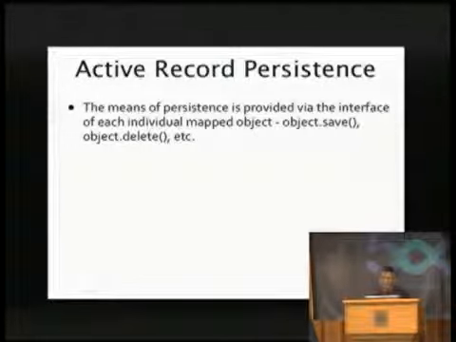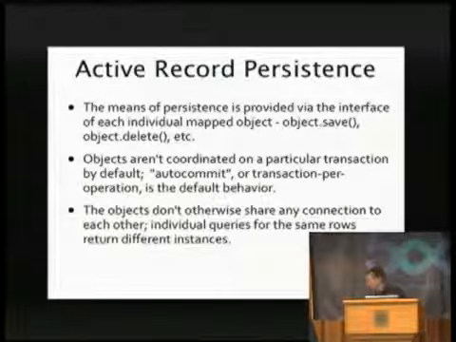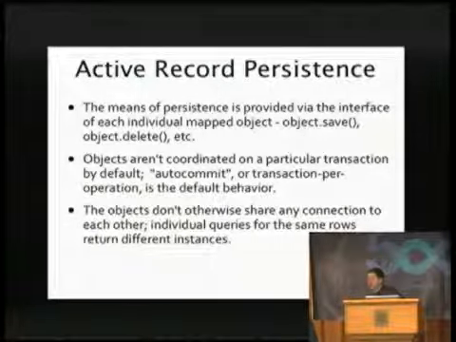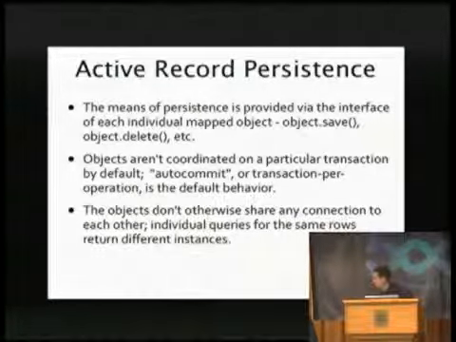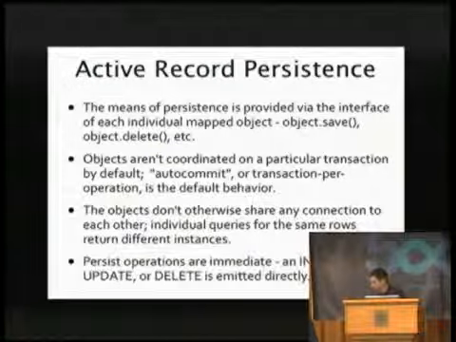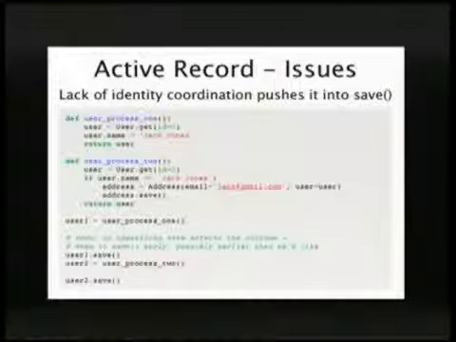The means of persistence is provided by the interface of each individual mapped object, like object.save, object.delete. Objects aren't coordinated on a particular transaction by default. Auto commit is the default. The objects don't have any connection. There's no reconciliation of identity. They're basically islands unto themselves. And persist operations are immediate. So if you say save or delete, you'll get an insert, update or delete immediately.